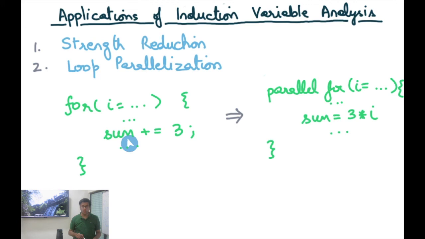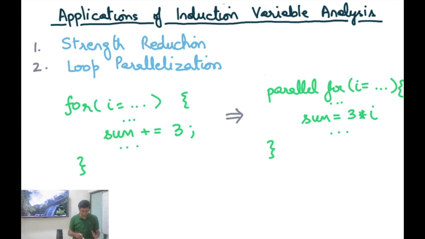If I have some loop carried dependencies, for example, sum equals sum plus 3, the second iteration requires the result of the first iteration. Whatever is the value of sum in the previous iteration, I need it to compute the value of sum in the new iteration. But using our induction variable analysis, I was able to figure out that sum will be equal to 3 into I, where I is the number of iterations that I've executed. Using this, I can actually do a parallel for loop and implement loop parallelization. And so that's a great win, right?